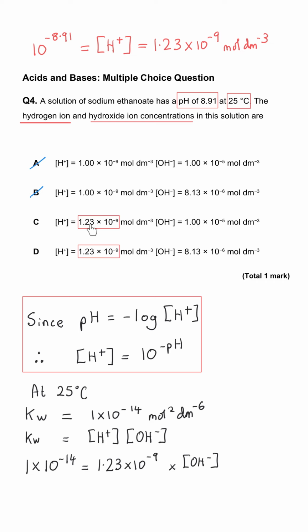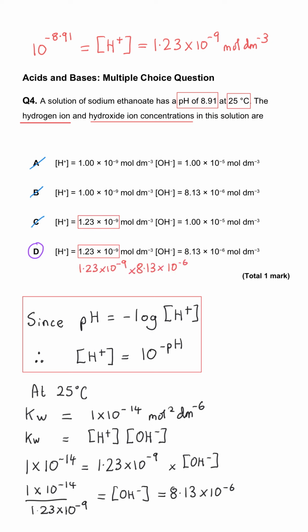If we do 1 multiplied by 1.23, we're not going to get 1. Doesn't matter about the standard form. 1 multiplied by 1.23 is 1.23. And that will give us the incorrect value for Kw at 25 degrees C. So that means that C has to be the incorrect answer. And so D has to be the correct answer, given that we've ruled out the other 3. But if we just check the maths of this, the hydrogen ion concentration, 1.23 times 10 to the minus 9, multiplied by the hydroxide ion concentration, 8.13 times 10 to the minus 6, does indeed round to 1 times 10 to the minus 14, mole squared dm minus 6. And so D is correct.